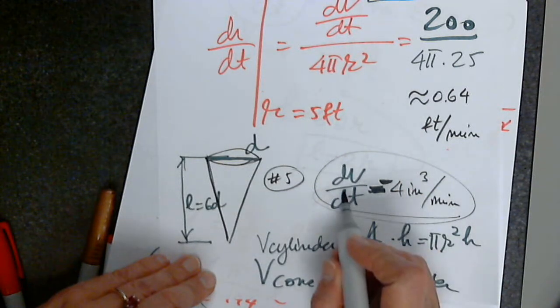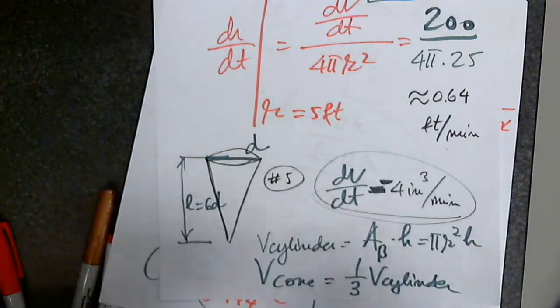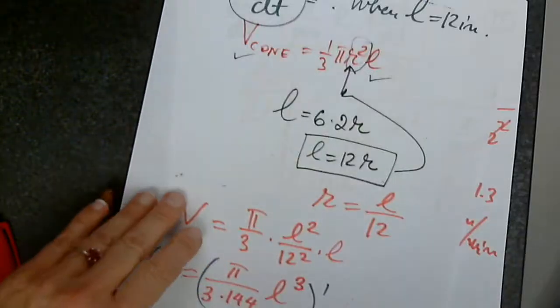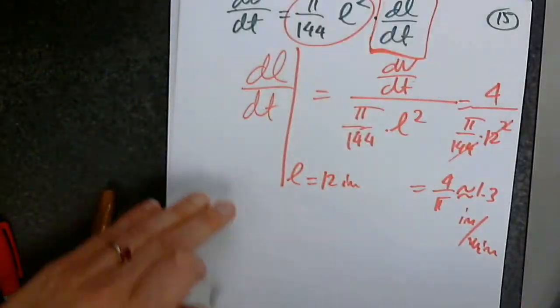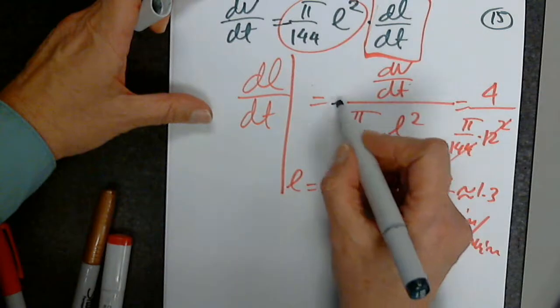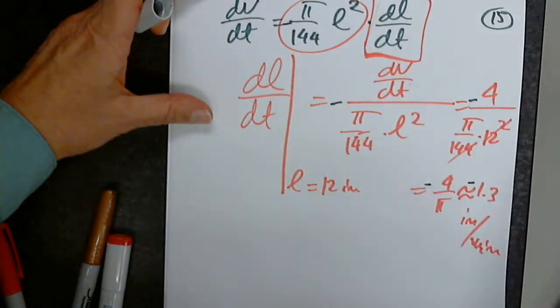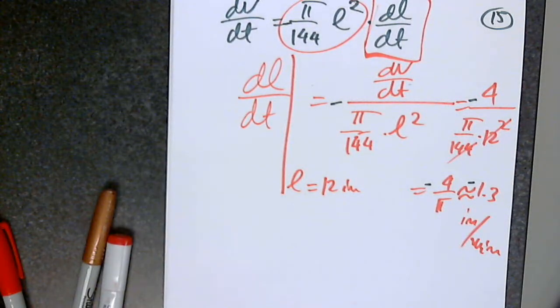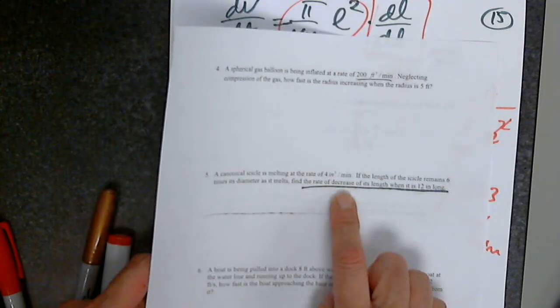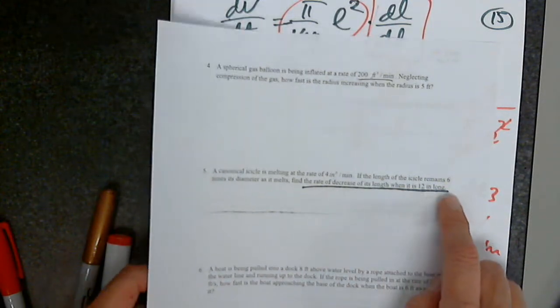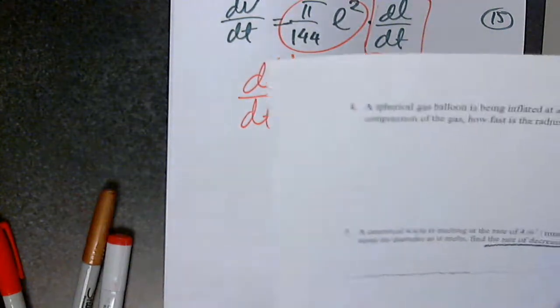It's melting. So the volume is changing, but it becomes smaller. Negative here, and negative here, and negative here, and negative 1.3. So the volume is decreasing, therefore the length will be decreasing, as the problem says. Find the rate of decrease. If it's a decrease, it has to be negative, of its length when it is 12 inches long.